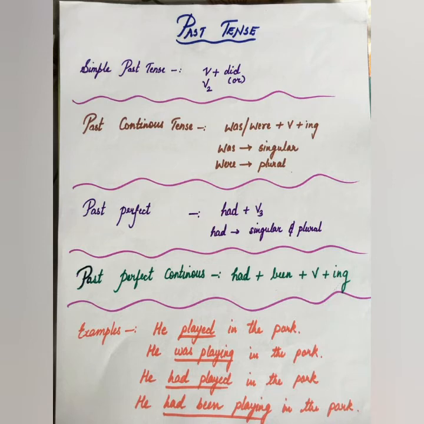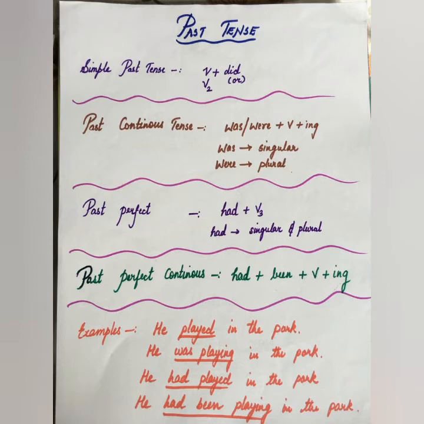Now let us move ahead to the past tense. We have already discussed this also. Again we'll have a good revision so you can understand better. In the past tense, the first form is simple past tense. You have verb plus did. If you use verb plus did, you don't have to use the V2 form. If you use V2 form, you will not be using verb plus did. Any one of it is the part of simple past tense.